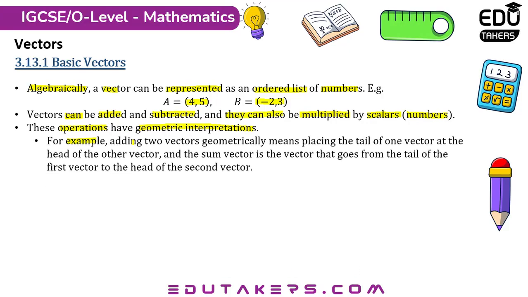For example, adding two vectors geometrically means placing the tail of one vector at the head of the other vector, and the sum vector is the vector that goes from the tail of the first vector to the head of the second vector.